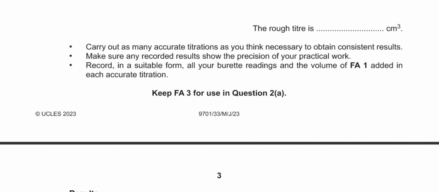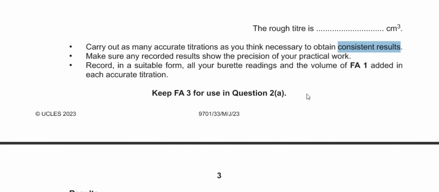Next, here he says to carry out as many accurate titrations as you think necessary to obtain consistent results. So the main focus is over here: consistent results. You must know what consistent results are. When you have the same readings, or with a very less significant gap, that is considered as a gap of 0.1.